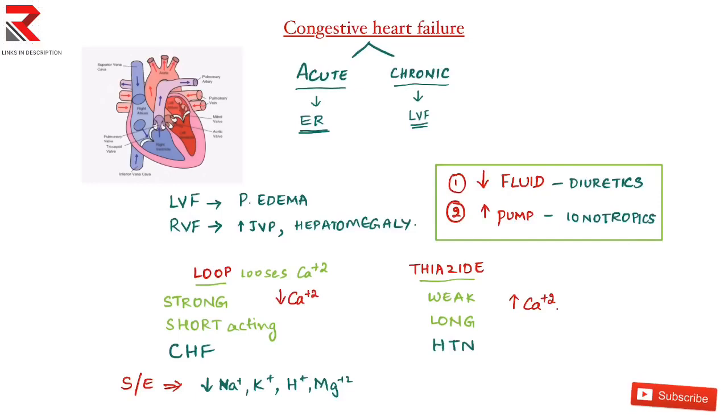And now we are going to start a series of lectures on pharmacology related to the cardiovascular system. Especially in this video, we are going to learn about congestive heart failure and its treatment. Congestive heart failure is mainly of two types, the acute variant and the chronic variant. The acute variant patients are mostly presented in the emergency room, so we have to give the treatment very quickly, or else the patient may also die.